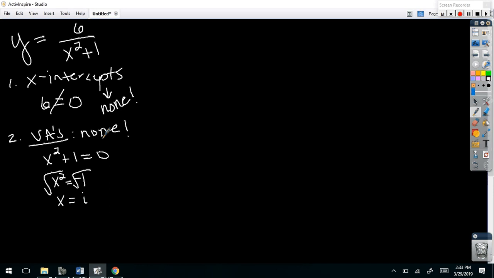Everybody on track with me so far? So wait, why are there no x-intercepts? Because to find the x-intercepts, you set the top to 0, and there's no x in the top. So it can't ever be 0.